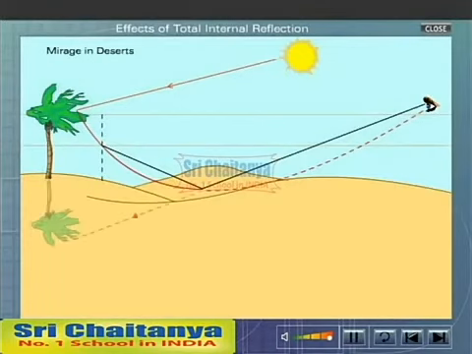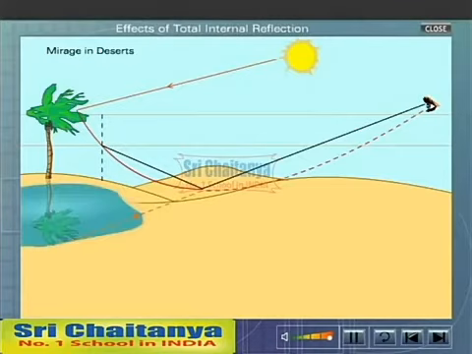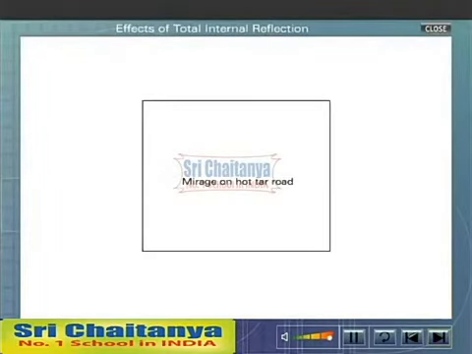Due to this, the observer will see an inverted image of the object. The observer thinks that there is a pool of water from the formation of image. A similar phenomenon is observed on roads on hot summer days. It is due to total internal reflection that the surface of hot tar roads seem to be wet and shiny.